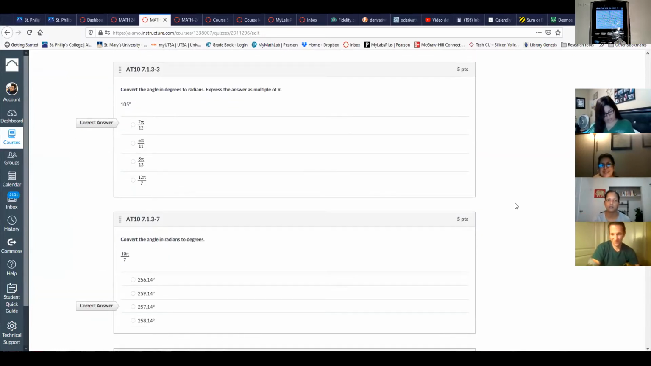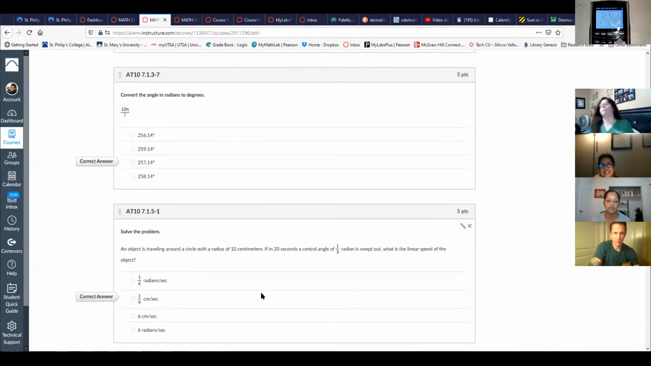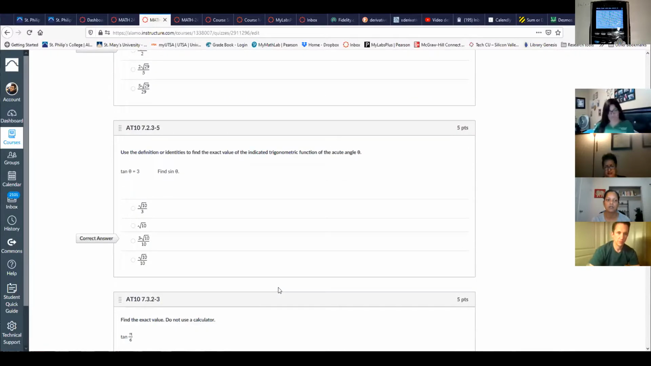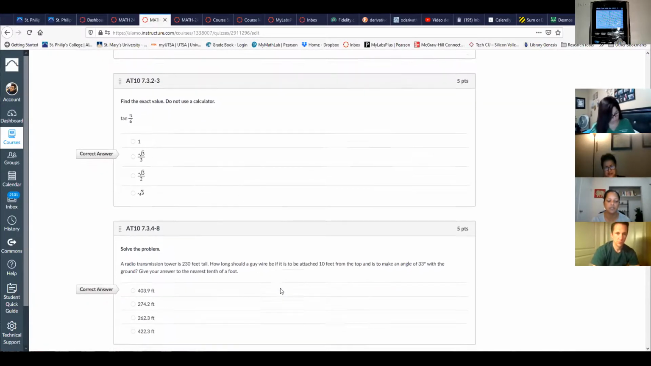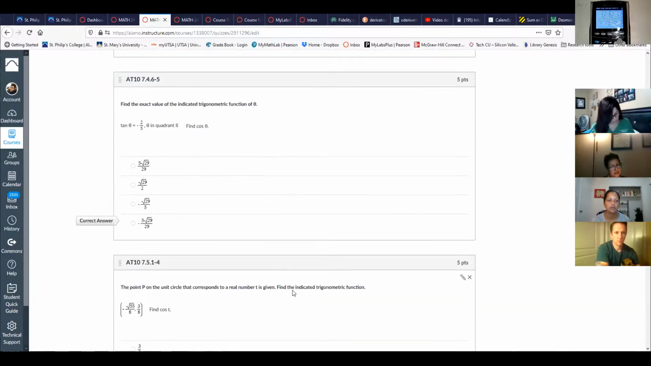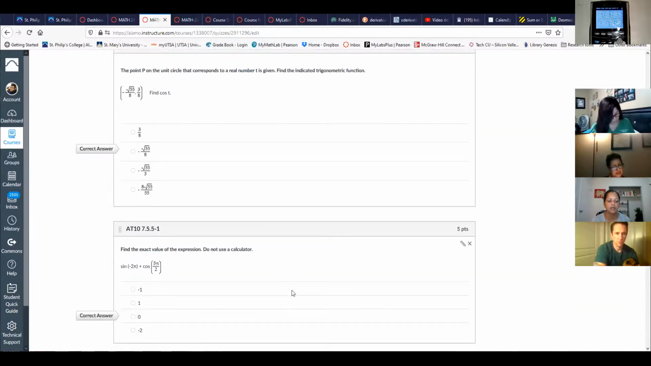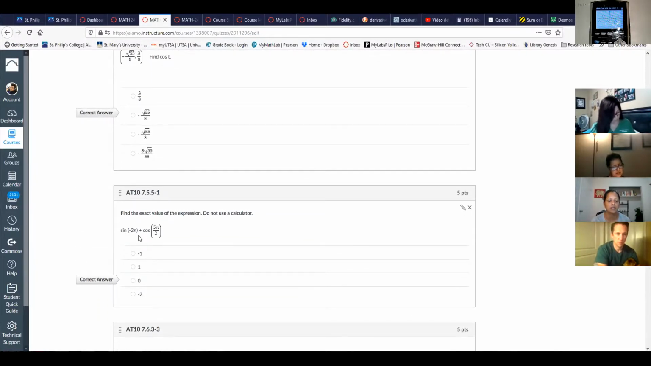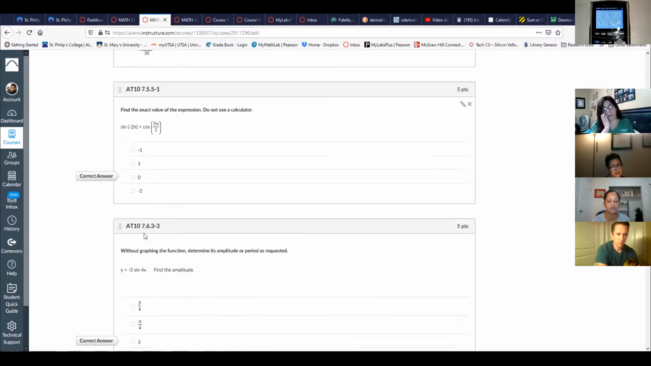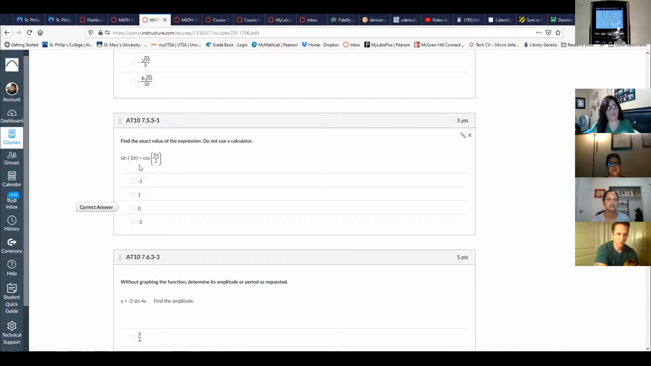Jack, I can't figure out number 15. Minus 2 pi. Sine of, and then in brackets. Yeah, that one. Just find the exact value. Do not use a calculator. Well, sine of negative 2 pi, that lands on 0, right? Let's look at our circles.